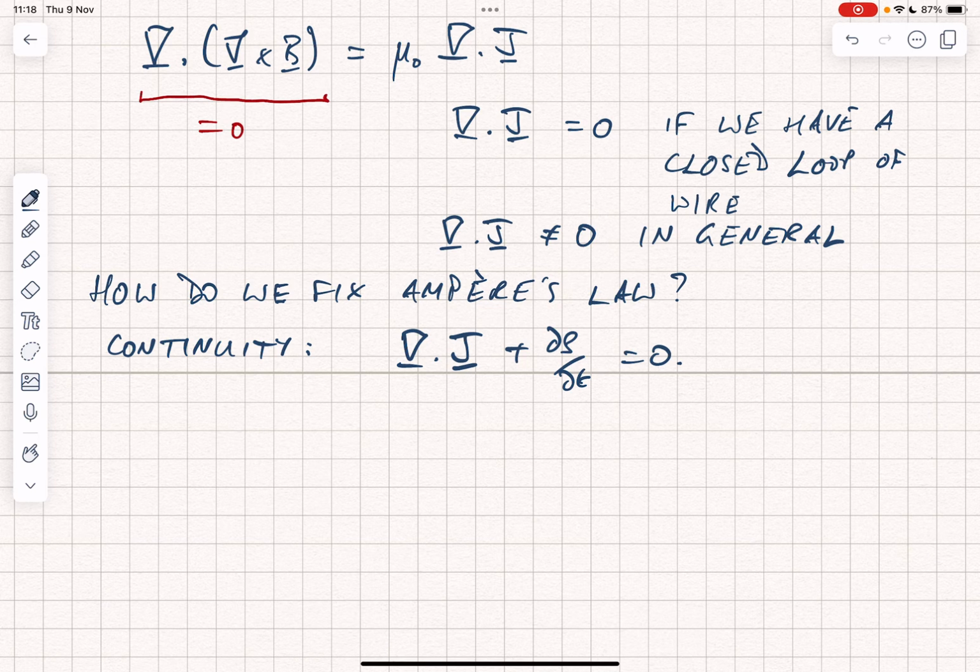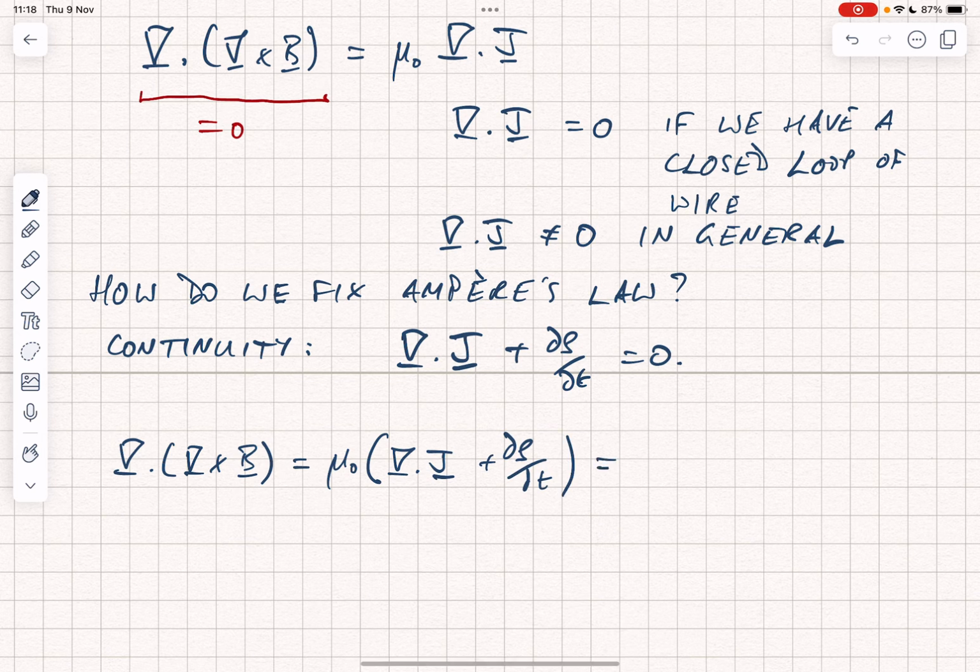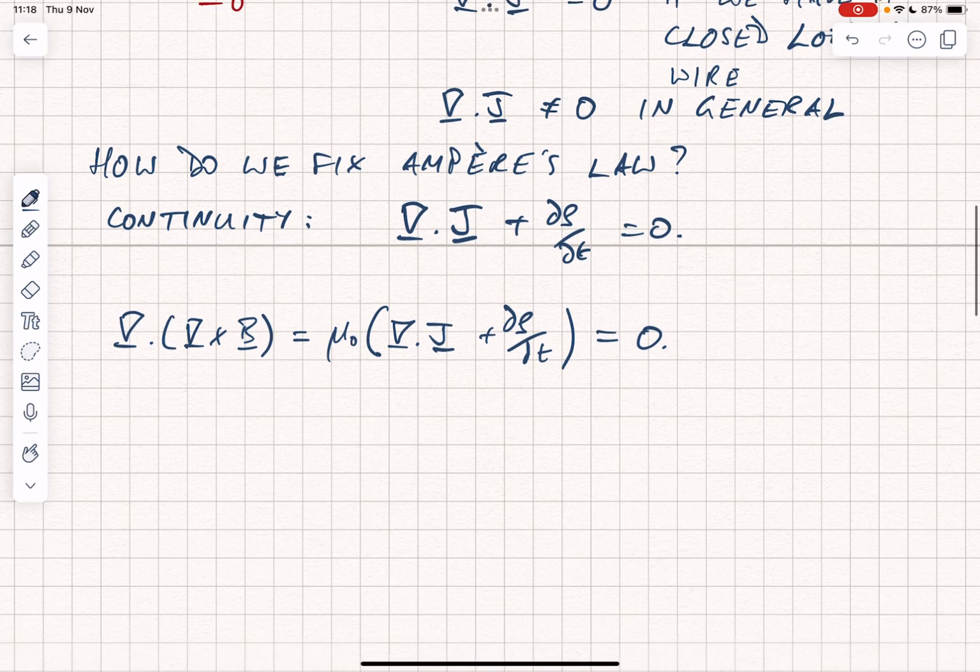We'll see that doing this leads to consistent physical laws. So let's do that. We're going to say that the div of curl B is equal to mu naught times the divergence of J plus d rho by dt, and that is equal to 0. So we now have a consistent equation.